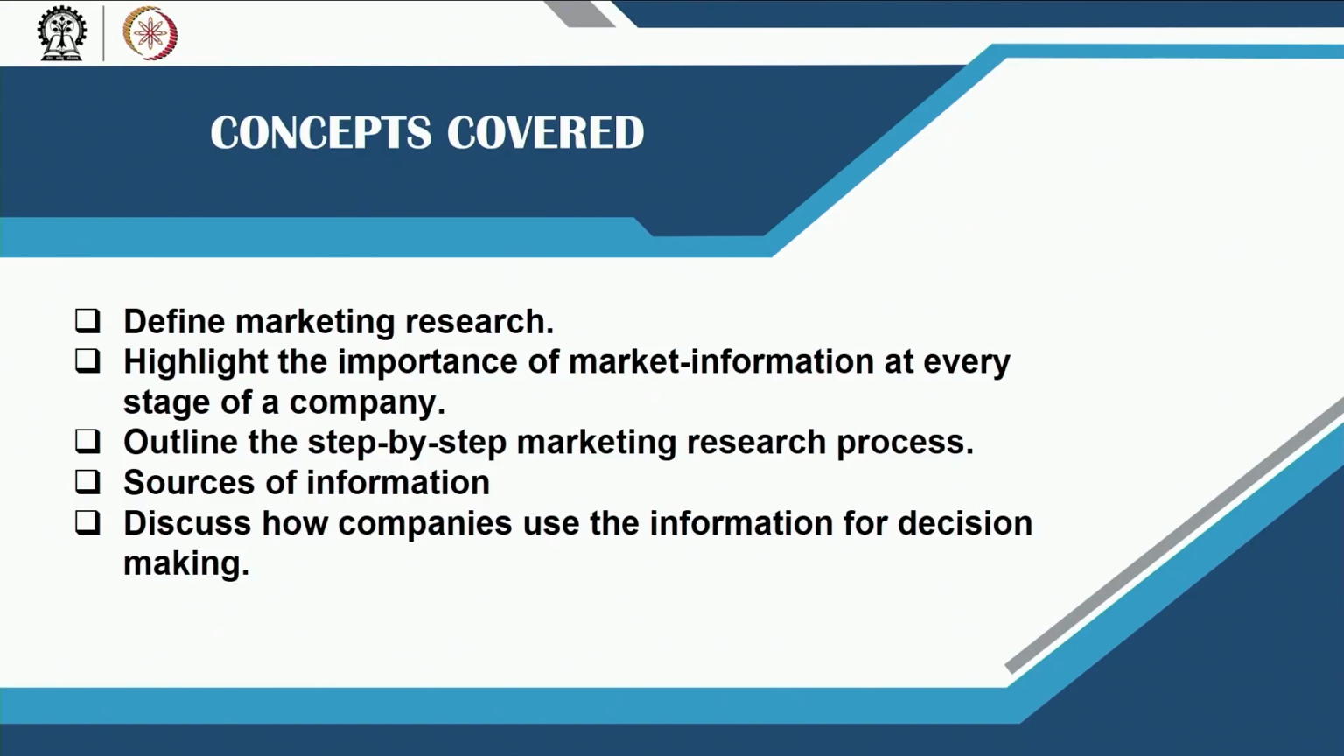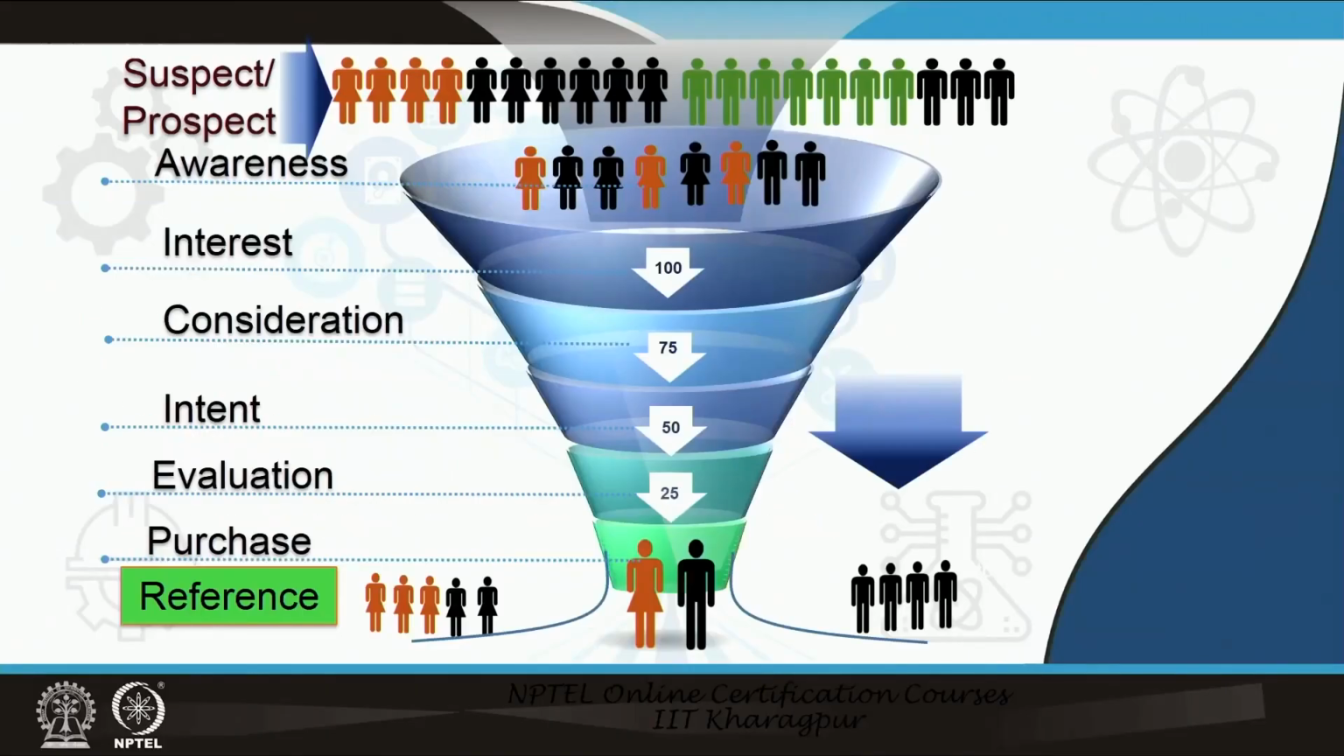The outline of the discussion is like this. We are going to define what marketing research is, highlight the importance of market information at every stage of the company, outline the step-by-step marketing research process, sources of information, and discuss how companies use information for decision making.